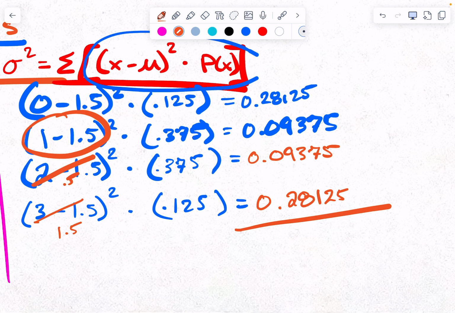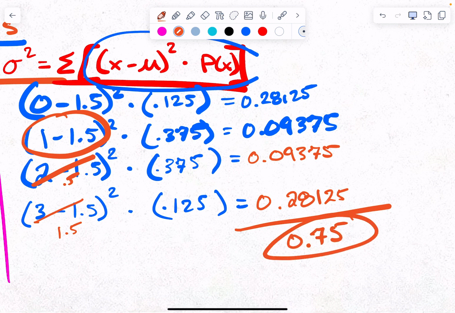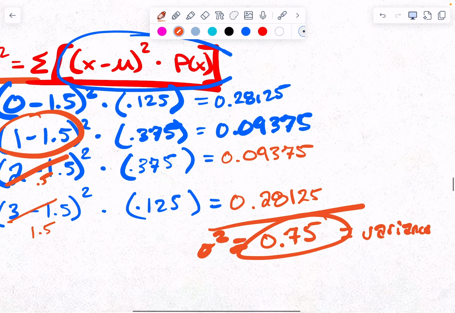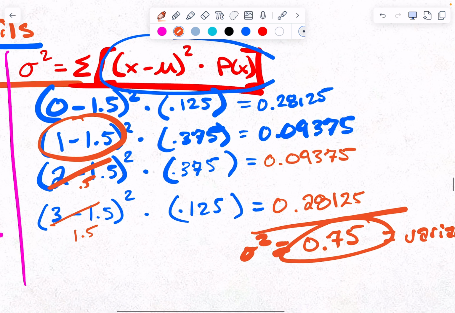0.28125 times 2 plus 0.09375 times 2. If I add those all together, 0.75. That is the what? That's the variance. That is sigma squared. Do you see how this works? You're just doing that table thing, right? (X minus mu) squared times p of x, and you do all the things and you add them all up.